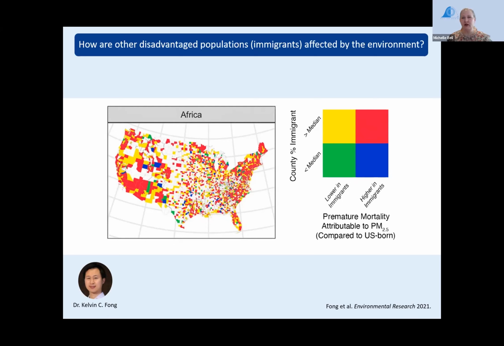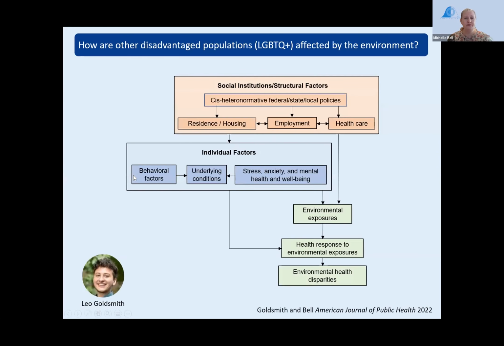But I think this map is actually very useful because we can see visually a lot of the US is red, right? So immigrants to the US have a higher air pollution burden than native-born US populations, and particularly for immigrants from Africa. And this, of course, will have intersectionality with other issues of discrimination, with socioeconomics, access to healthcare, language barriers, and so on. And another environmental justice population that I argue is incredibly understudied is the LGBTQ+ population.